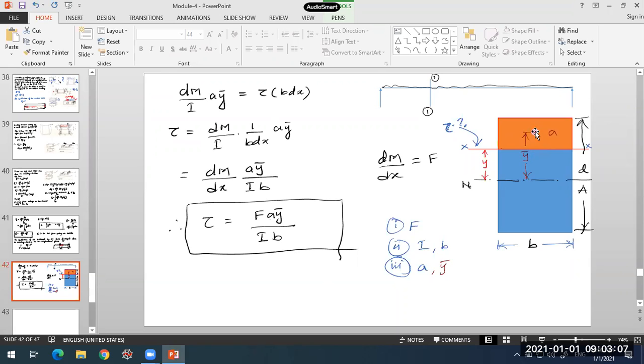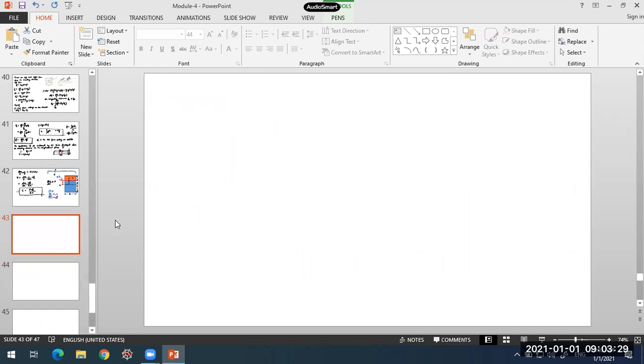So distance of the centroid of this area from our neutral axis, that is this y bar. In simple words, y bar is the distance of center of this area A from the neutral axis. I is the moment of inertia of this entire section. B is the width of the section. So from this, I can obtain what are the shearing stresses in the beams, at any point on the span and at any point within the cross section along the depth of the cross section.